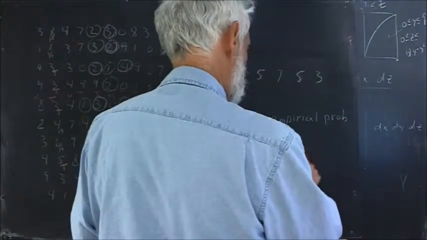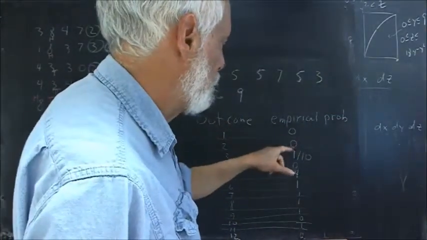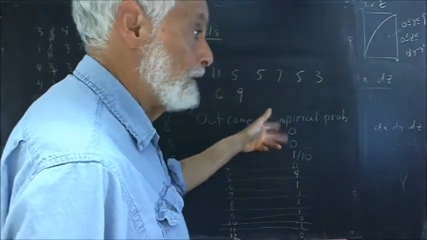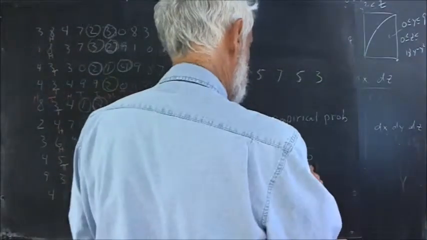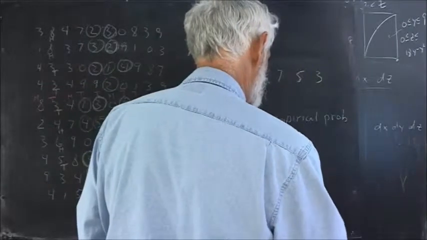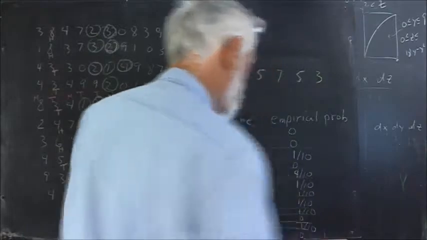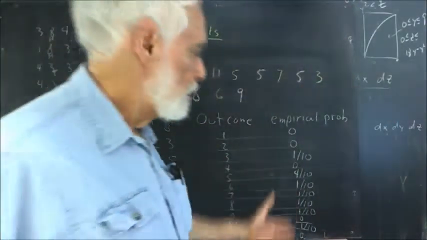So the empirical probability is 1 over 10. I don't bother putting 0 over 10 because you still get 0. So if you got a 0, it's 0, even when you divide it by 10. So I'm just going to leave the zeros, but the non-zero results, I'm going to put them all over 10. Things get a little crowded down here, but these are the empirical probabilities.